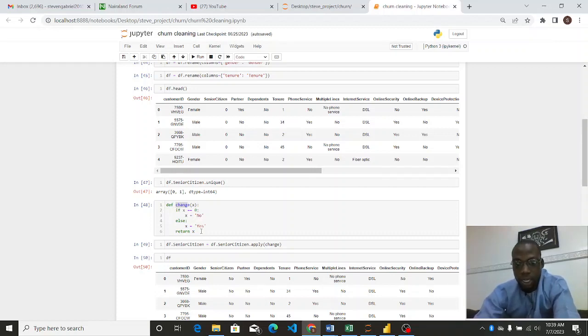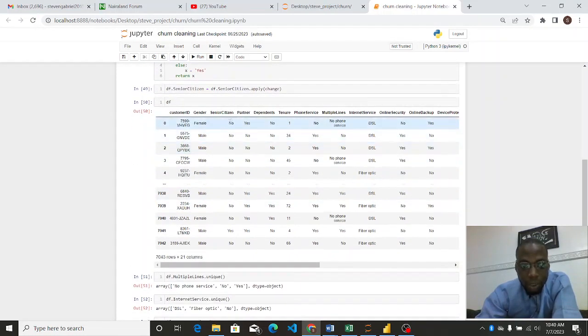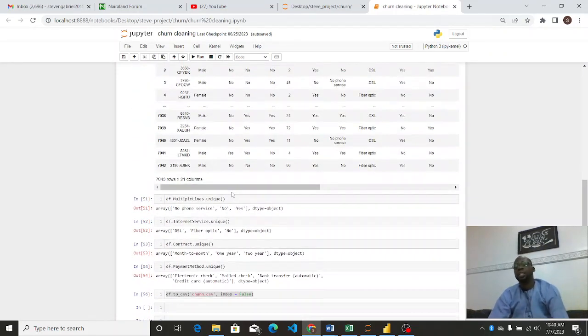else x equals yes, and then I returned it, and then I applied this function to the column and put it inside the data frame. You understand? So now if you check the data frame, you'll see that it contains nos and yeses. That's basically the only cleaning we need.